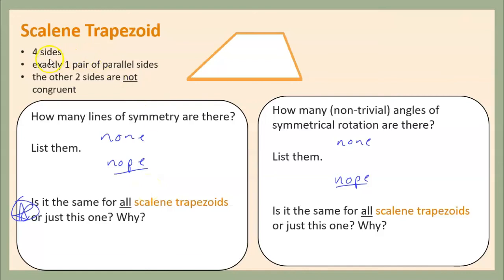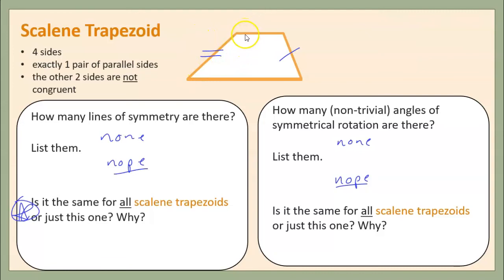Let's look at our definition. 4 sides, exactly one pair of parallel sides, so these 2 sides are parallel. The other 2 sides are not congruent, so we could say this one is not congruent to this one. Now, is it possible for these 2 sides to be congruent even though those 2 sides are not? It's kind of a question to consider. If these 2 lines are parallel and these 2 lines are not congruent, is it possible for these 2 sides to be congruent?